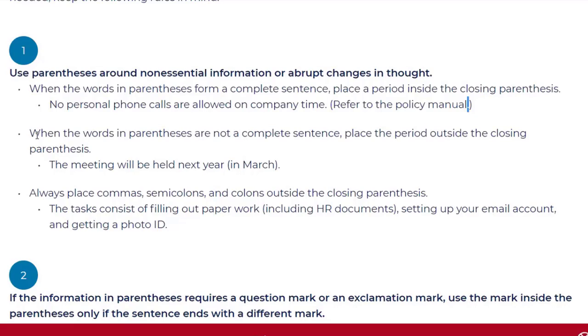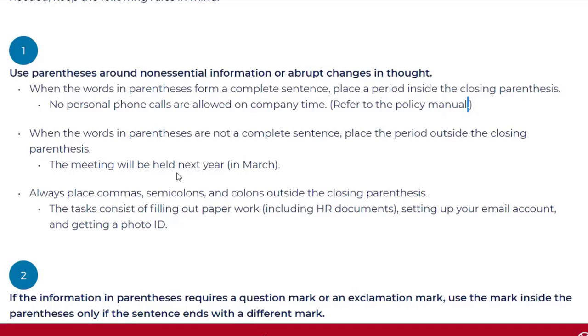Okay, Bilal, can you read further? Yes, sir. You read.